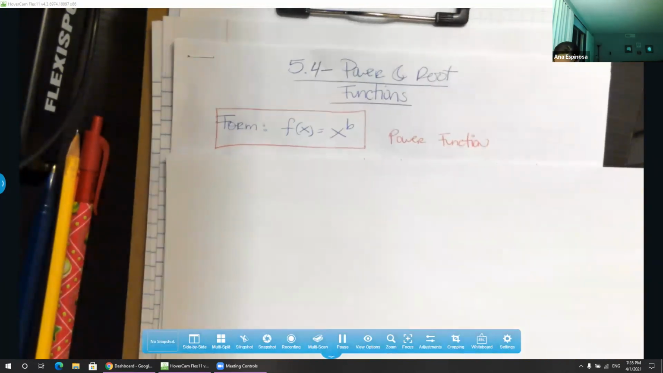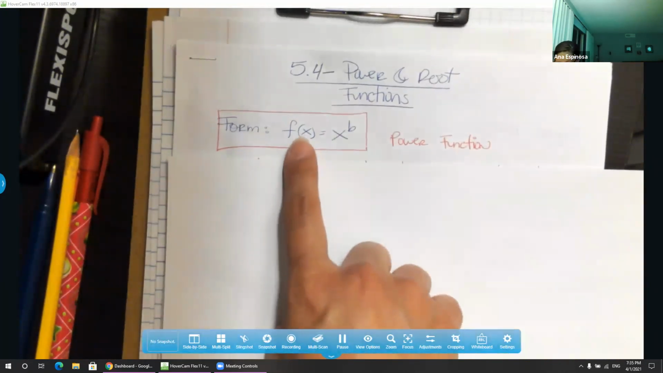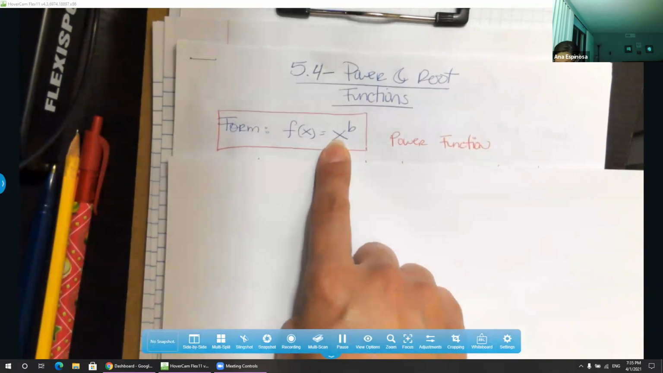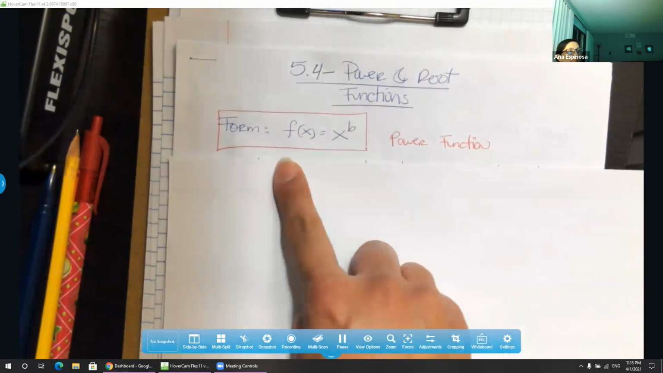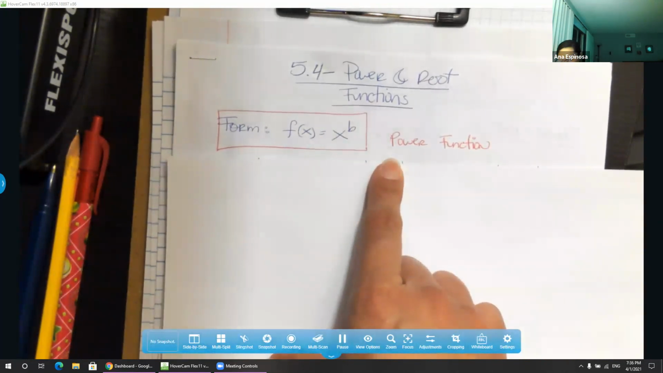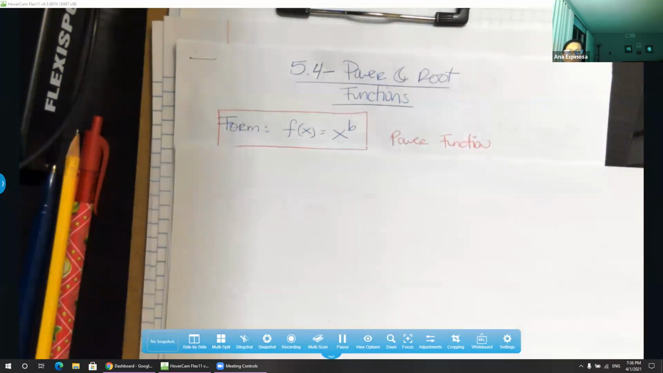All right. So f of x is x to the some power. That's a power function. You've seen these before. So these are pretty easy. You have quadratics, x to the second. You did the polynomials. You saw how they behaved. Hopefully you saw the behavior and all of that wonderful stuff.